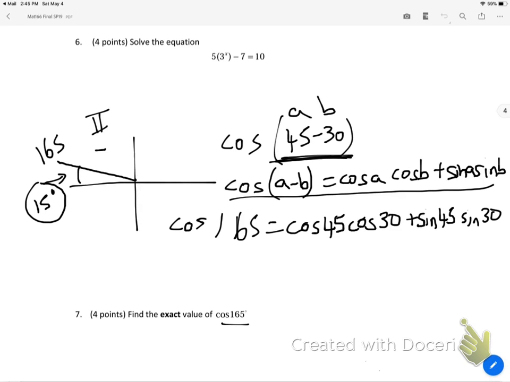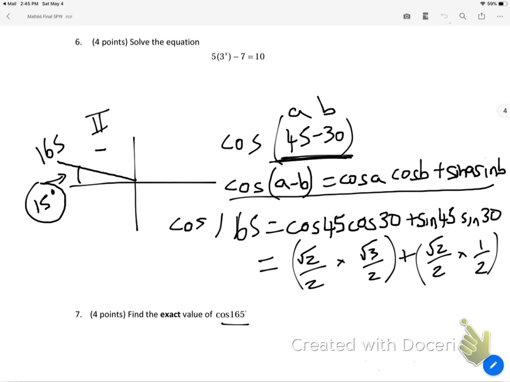We should hopefully all know these from the unit circle. The cosine of 45 degrees is root 2 over 2. The cosine of 30 is root 3 over 2. Plus, what's the sine of 45? That's also root 2 over 2, times the sine of 30, which is a half.